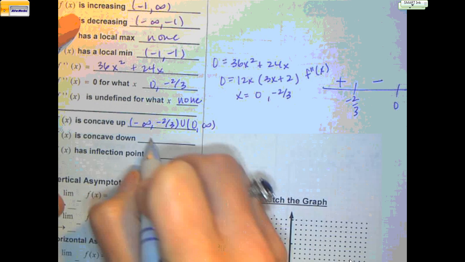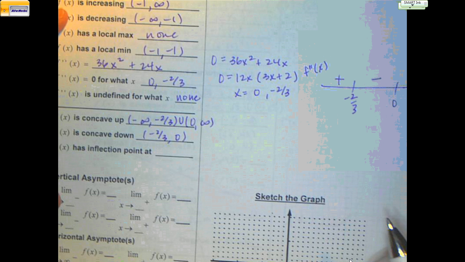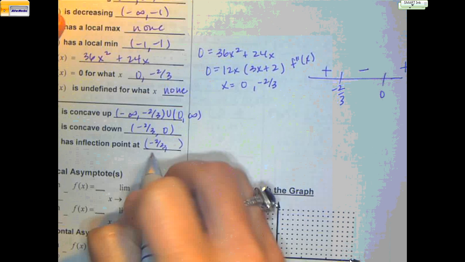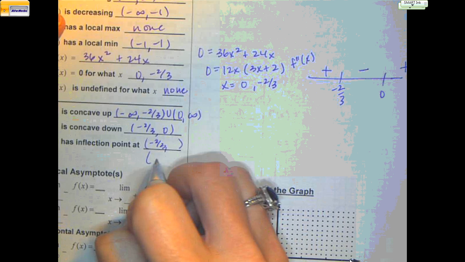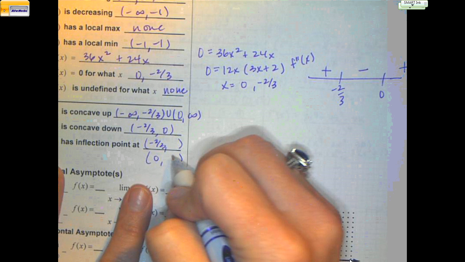How about inflection points? At negative 2/3 comma something and at 0 comma something. If I take a 0 and I plug it into the original, I get a 0. If I take a negative 2/3 and plug it into the original, I get a decimal, or you could put negative 16/27. I'm going to put negative 0.6.